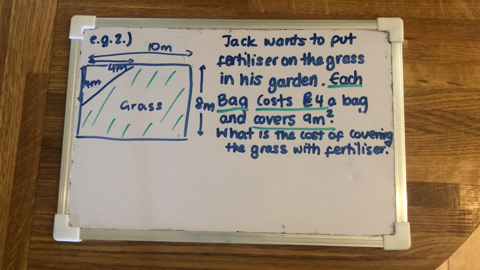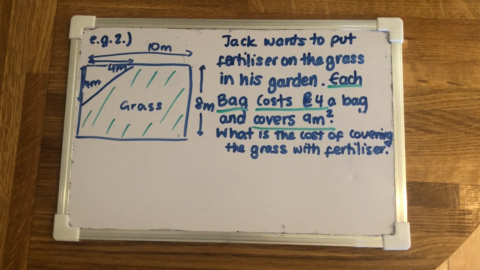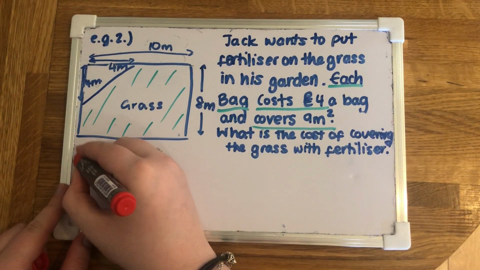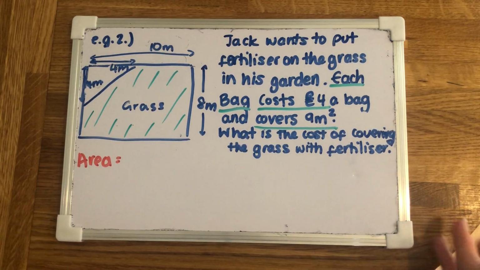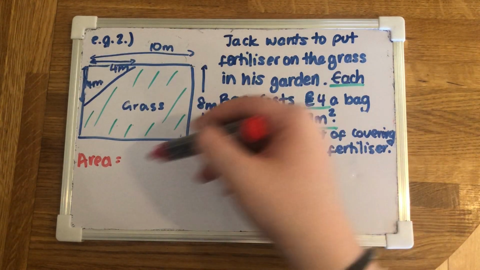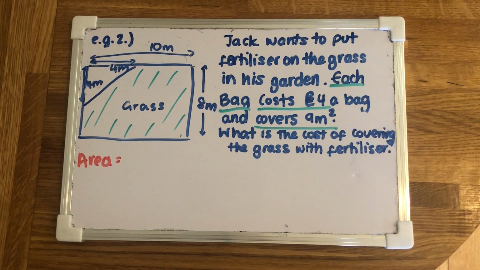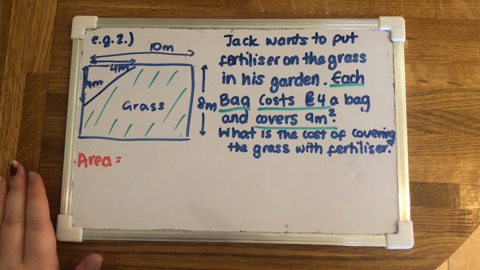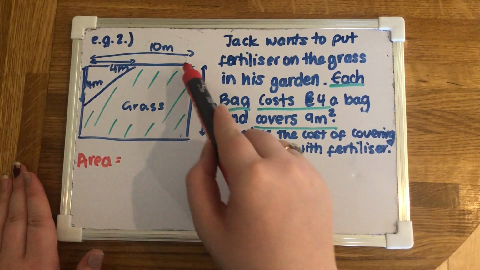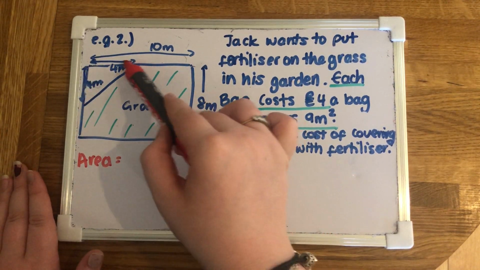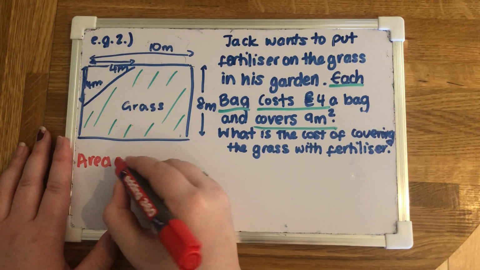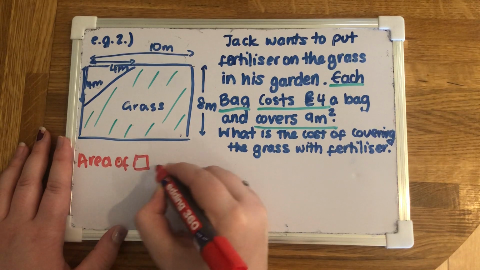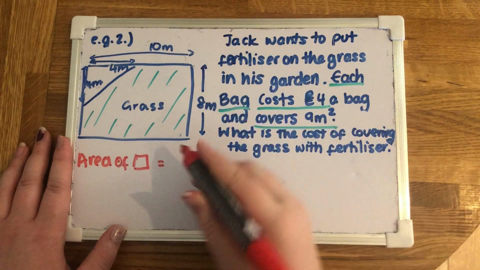Okay, so that's really important as well. So with these questions, the first thing we need to do, if you're covering it, that means it's going to be the area that we're looking for. If it was something, let's say that they wanted to put a fence around it, then that would be the perimeter that you need. Okay, so this one's slightly different to the one we've just done. So what I'm going to do is find the area of the whole rectangle, and then find the area of the triangle, and then subtract them to then just find the area of the grass. So area of rectangle would just be the 10 times 8.